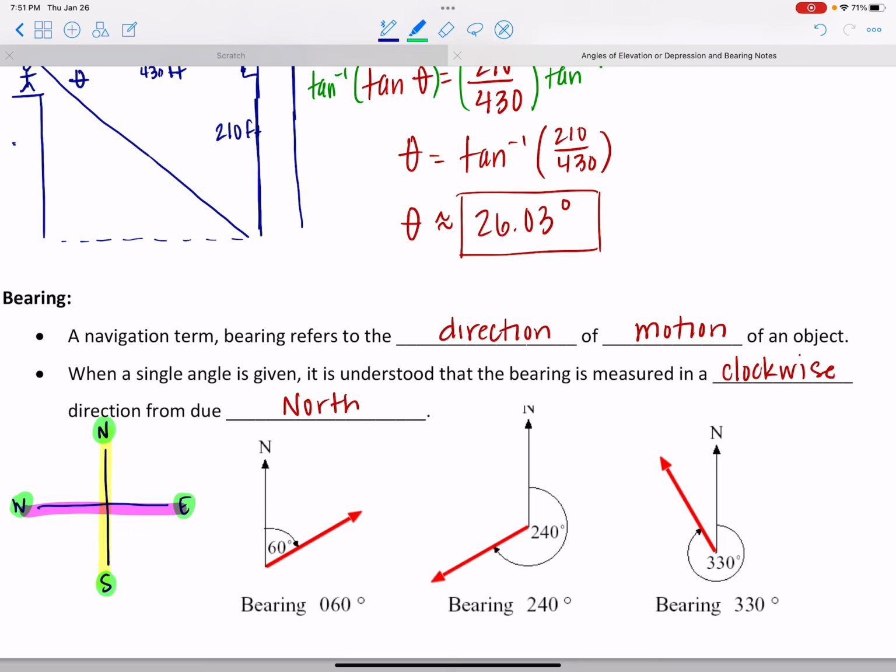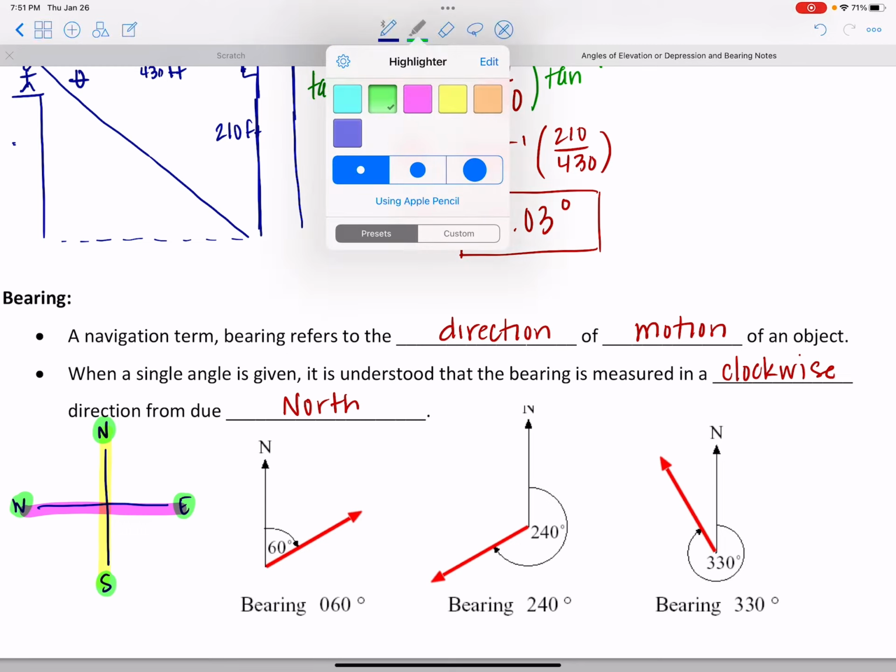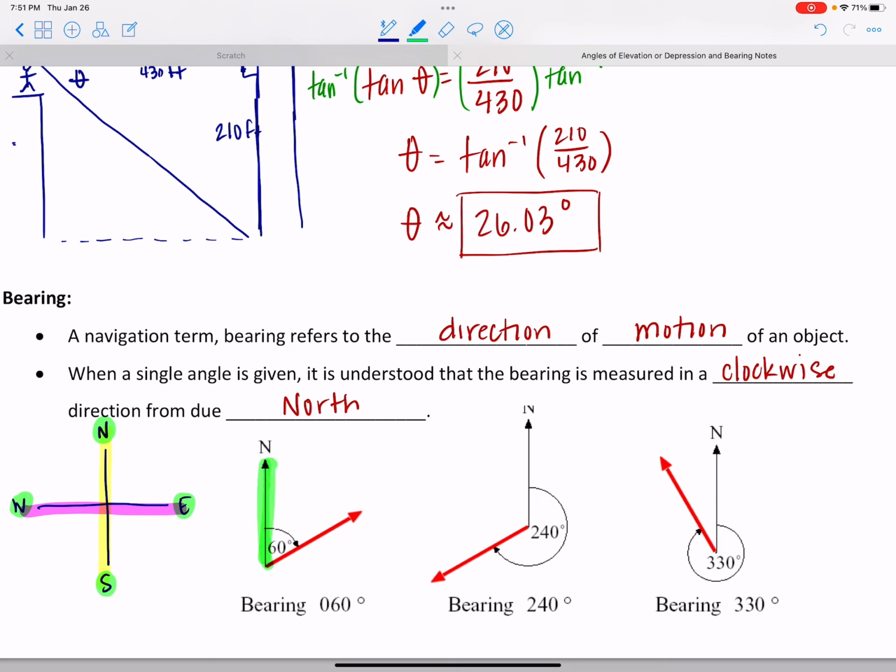So we're always going to start north, and you can see it in this picture. So here's our north line, and if I wanted a 60-degree bearing from that north line, I rotate 60 degrees in a clockwise position, and then I land here. Okay, again, we start with the north line. If I wanted a 240-degree bearing, again, I'm going to rotate clockwise 240 degrees, and that's where I land. Okay, start north. If I want a 330-degree bearing, then I'm going to rotate 330 degrees clockwise from that north line, and there's my angle.